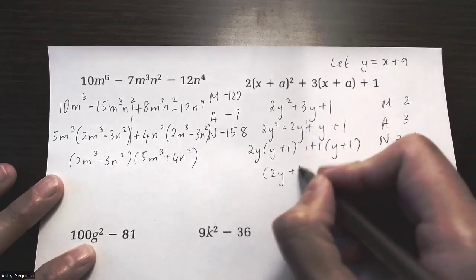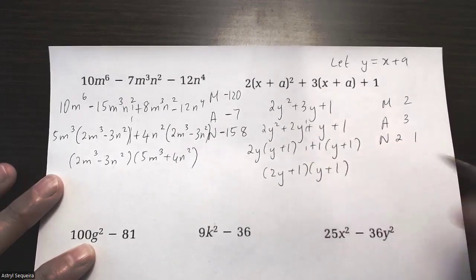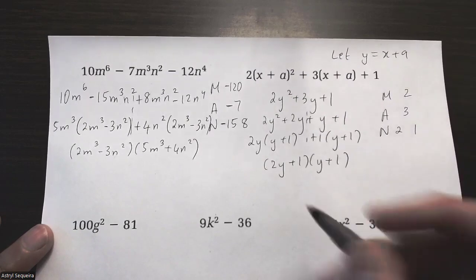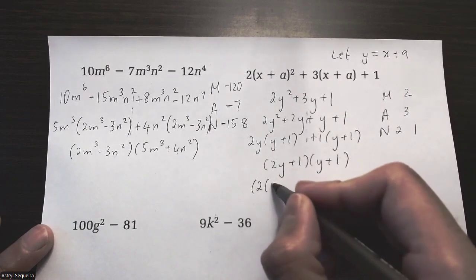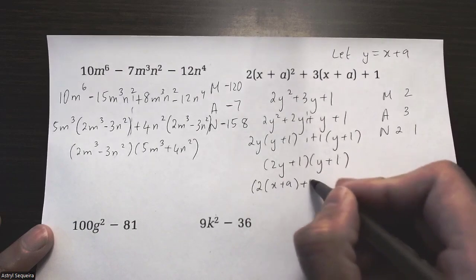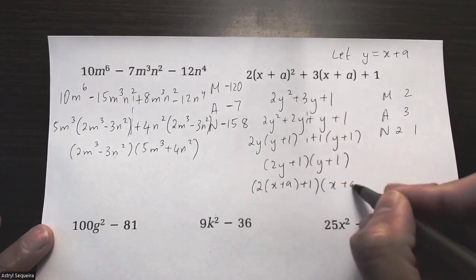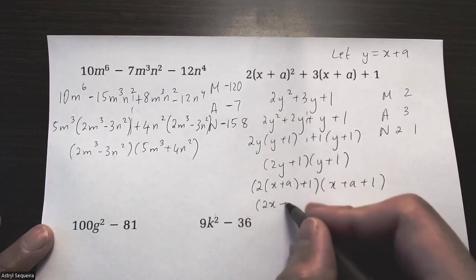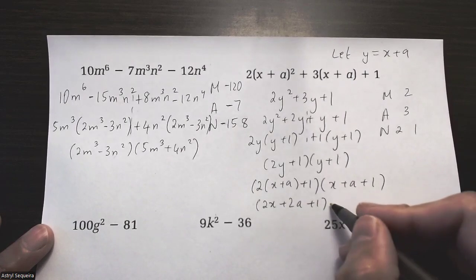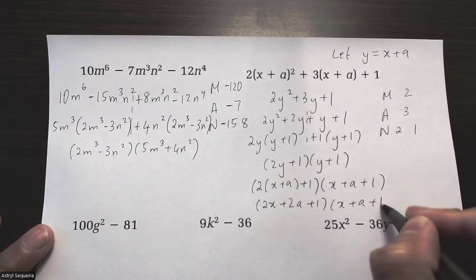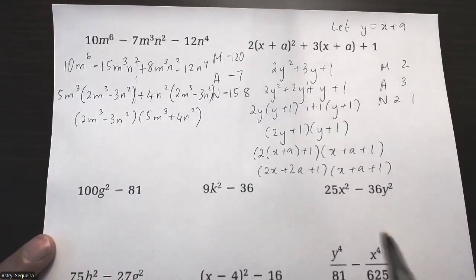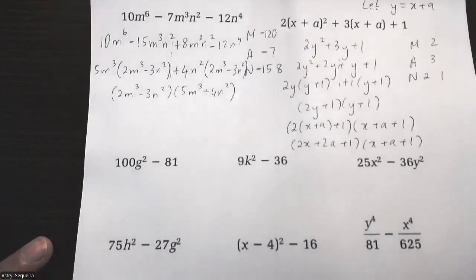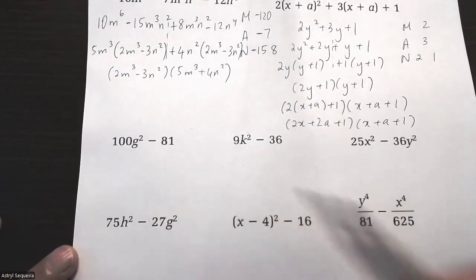So 2y plus 1, y plus 1 is the factored form here, but this is not complete. I have to replace the y's back with x plus a. So 2 times x plus a plus 1, then x plus a plus 1. And then I just have to multiply this 2 into the bracket. And this is my final solution to the question. There's no like terms that I can combine there, so nothing else I can do there. Okay, let's go into the next question here.